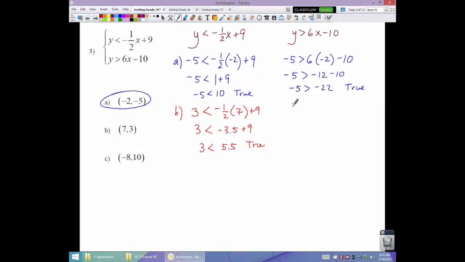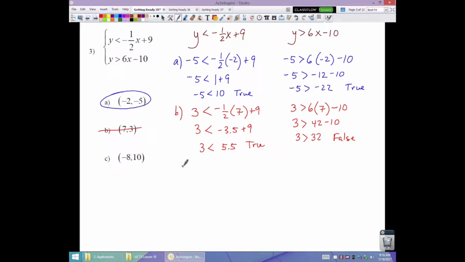Second inequality, replace the y with 3: is 3 greater than 6 times the x value of 7 minus 10? So 3 is greater than 42 minus 10. 42 minus 10 is 32. 3 is greater than 32? Nope, that's false. So 7, 3 is not a solution to the system.